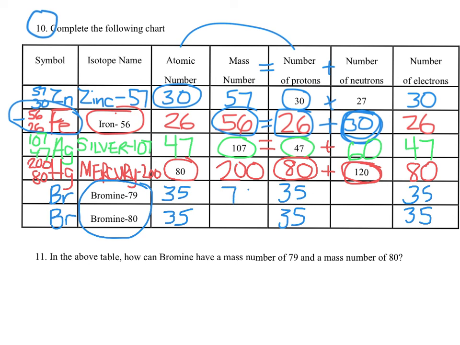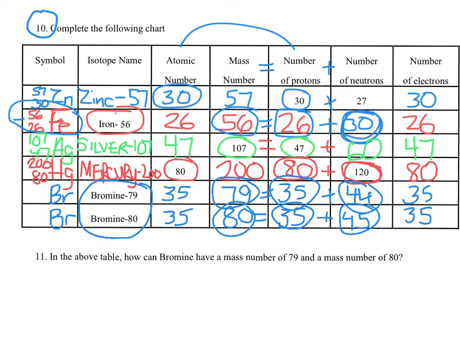Take a look. Bromine 79 has a mass number of 79. Bromine 80 has a mass number of 80. So what's different about them is their number of neutrons. So 79 has to equal 35 plus what? That would be 44, because 44 plus 35 would give me 79 for a mass number. Now, for bromine 80, that's going to be different. It's going to be 45 neutrons, because 35 plus 45 is going to equal 80 for my mass number.